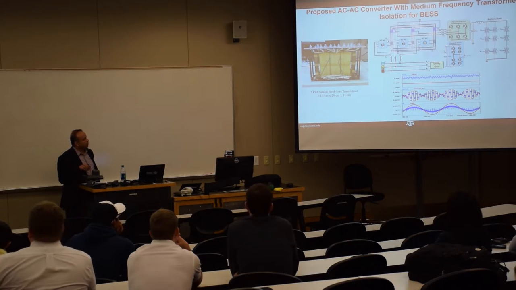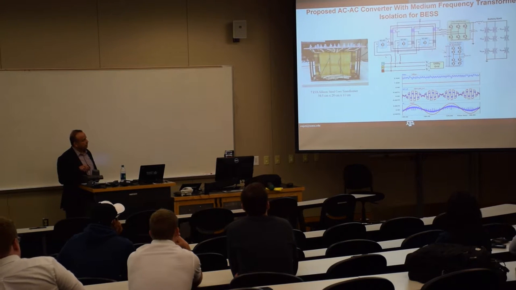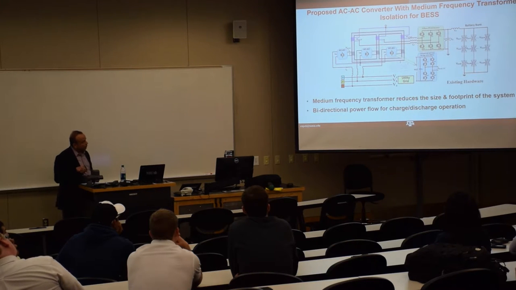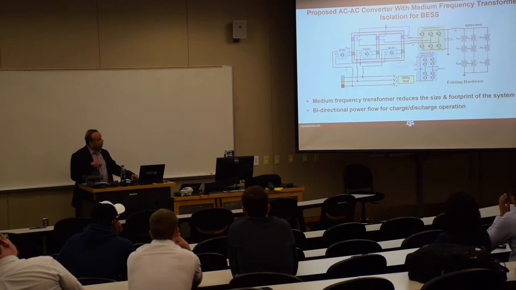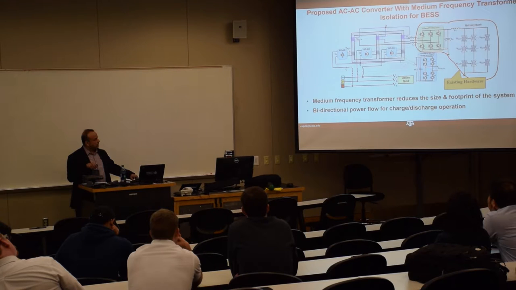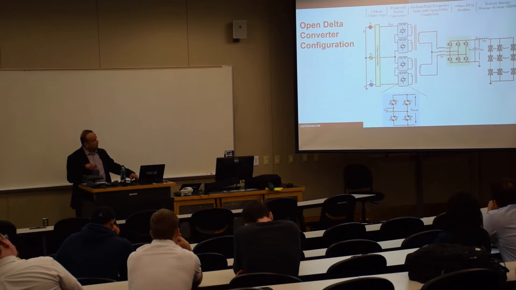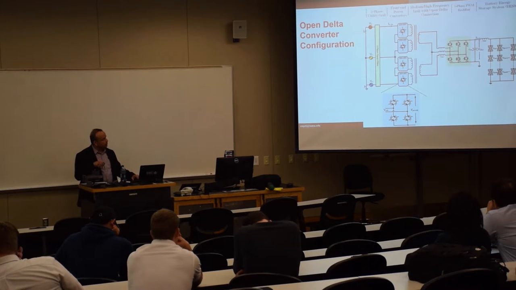Now the power has to go in both directions, so this one has to be a true AC-AC converter. This is again the bidirectional power flow, same slide. The existing hardware remains the same. We do not add a converter on the secondary side. We utilize that converter and operate this AC-AC system. These are some of the modeling and the closed loop control. I'll skip that, and then again an open delta configuration for the same system.